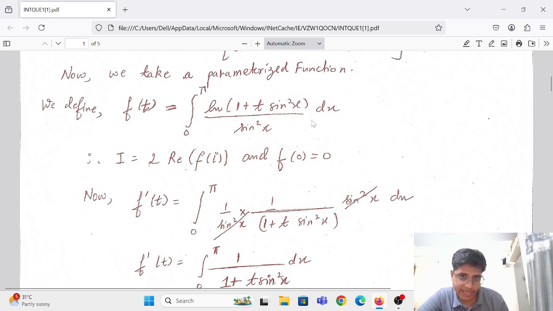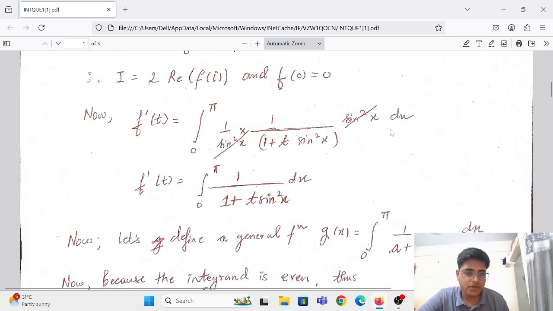So what we get is that, according to Leibniz rule, the differential sign just goes inside. And we are differentiating with respect to t, so sin squared of x remains constant. And ln of 1 plus t sin squared x differentiated will give us 1 over 1 plus t sin squared x. Then using the chain rule, we get the differentiation of this is sin squared of x, and sin squared of x will get cancelled out to give us this expression. So now the f prime of t that we calculated, that is the differentiation of f, the parameter's function, with respect to the parameter t, is integral 0 to pi 1 over 1 plus t sin squared x dx.